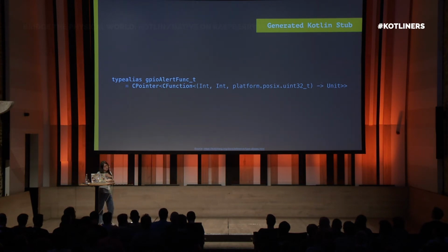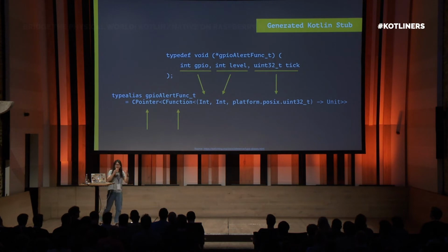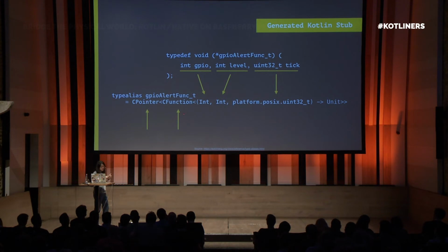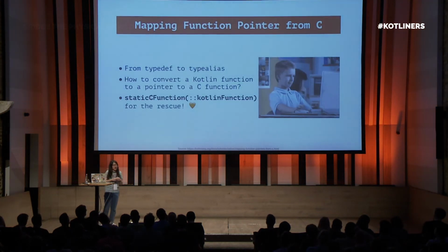So I was asking the question, how can I actually write something in Kotlin which can be taken by this C library and works on my Raspberry Pi? So I started to break down the function. As you can see, GPIO, level and tick, these three parameters are mapped here. And I just have to figure out how to write a C pointer for a C function. All this looks kind of obscure.